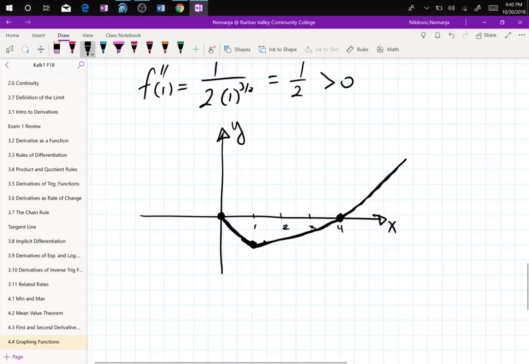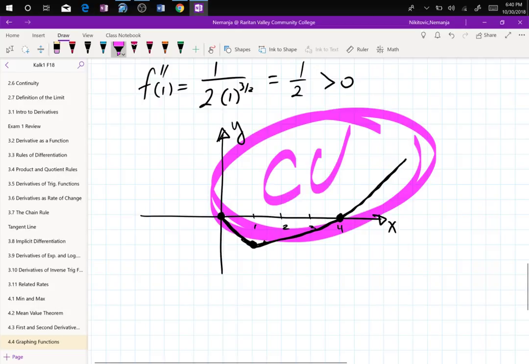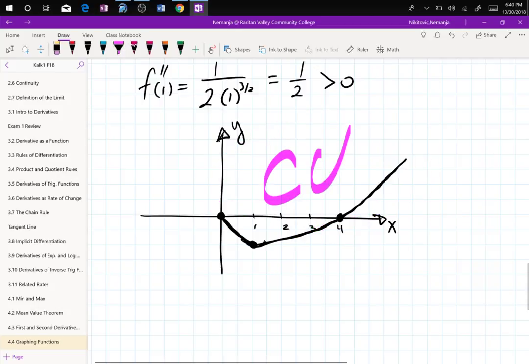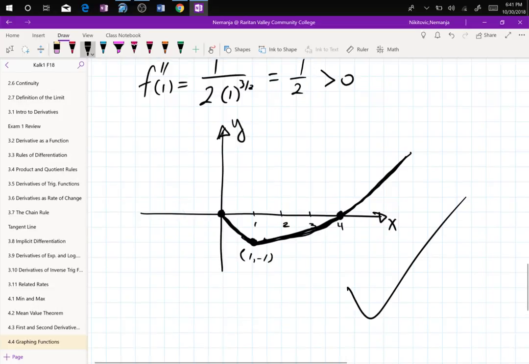And what else do I know? The entire thing over here is concave up. And if you look at it, it is. It's concave up, right? So I have the function start at 0, hit the minimum here at 1, negative 1, go through 4, and shoot up forever. It looks like a check symbol, almost. It's not, but, you know, it's actually curved.